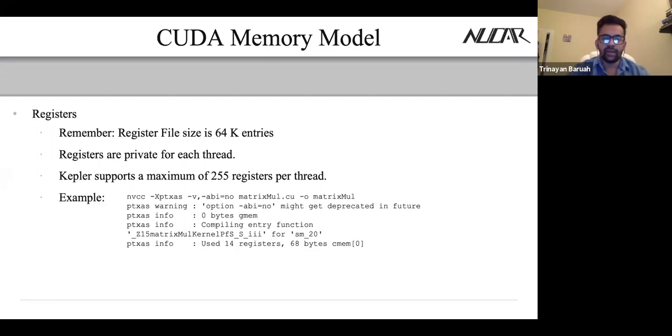The way you can find out how many registers your threads are using is by running a command like this, using NVCC. Say we have a file called matrixmul.cu, which is a CUDA application. It will print out this information here, which shows it uses 14 registers. So in this particular application, each thread of the kernel used 14 registers, but there's a maximum of 255. So you can see that there are a lot of free registers available.